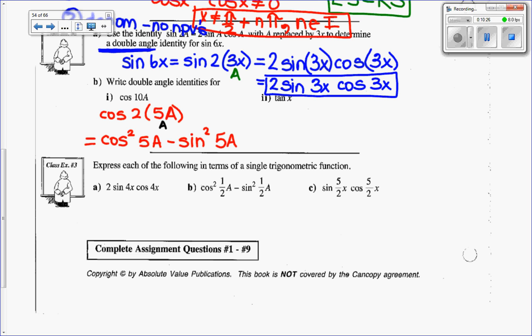Okay? Now, tan x is a little more tricky because I need to figure out how I could write that as a double angle. So what I'm really saying is tan x would be tan of 2 times what? X.